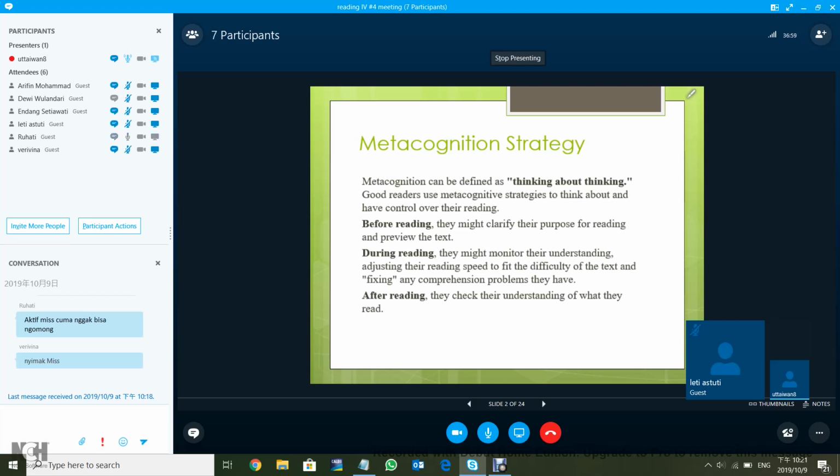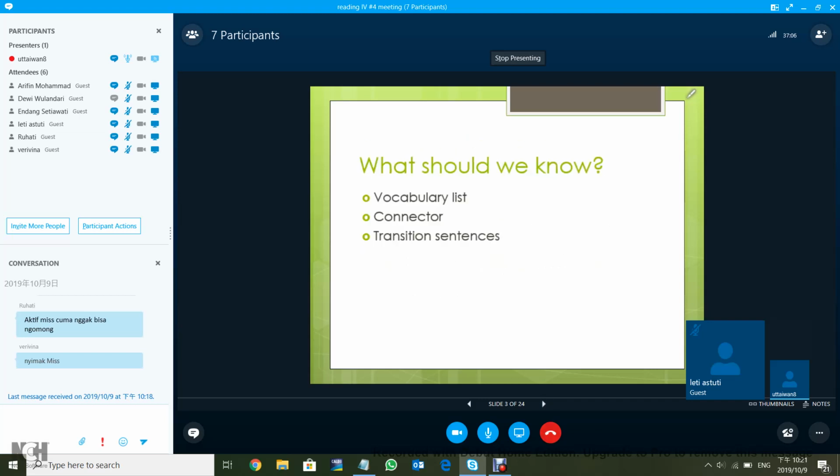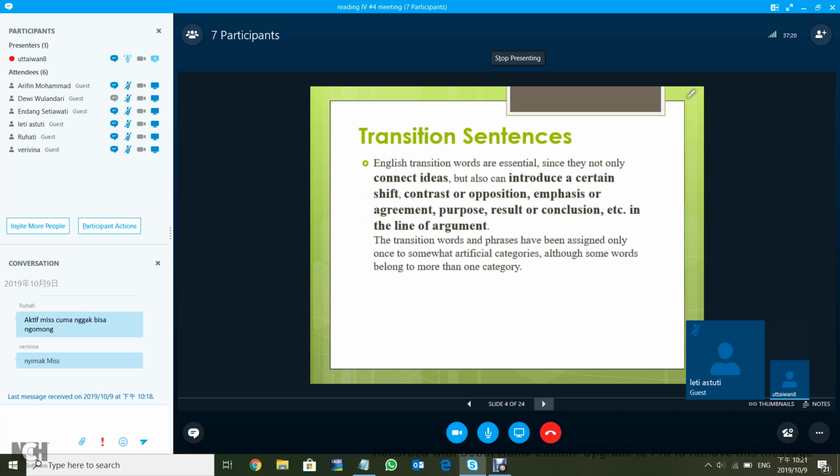So, there are 3 strategies. And now, I would like to discuss this. So, what should we know when we read? Of course, first, we need to understand the meaning, then connectors, and also transition sentences. What are transition sentences? Transition words and phrases have been assigned only once to somewhat artificial categories, although some words belong to more than one category.